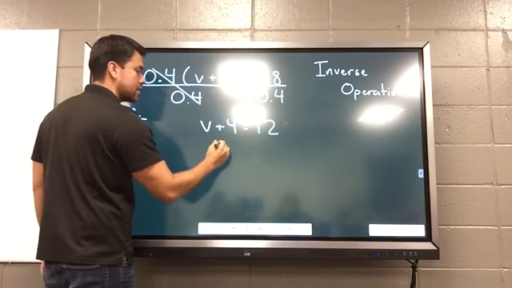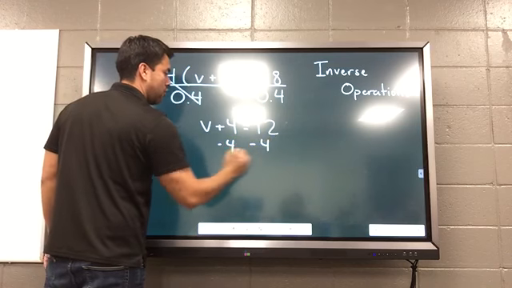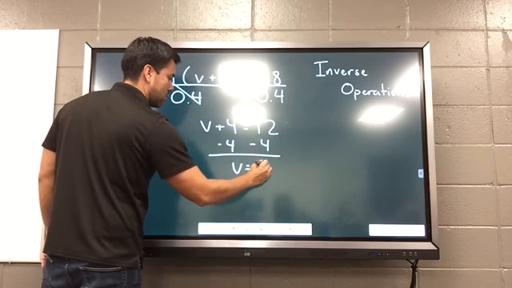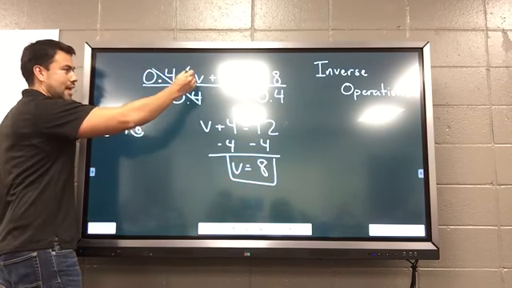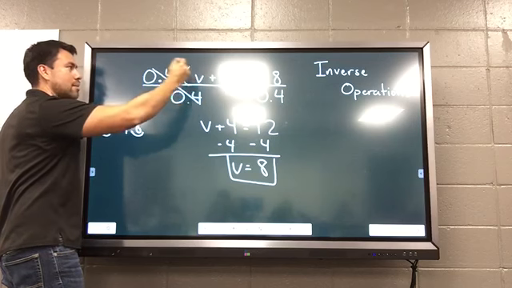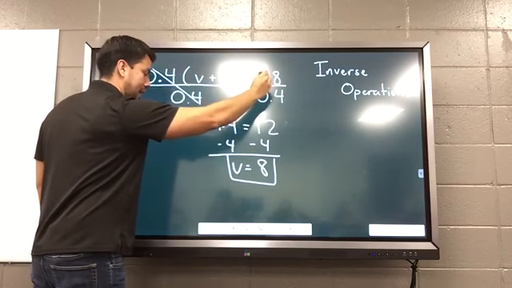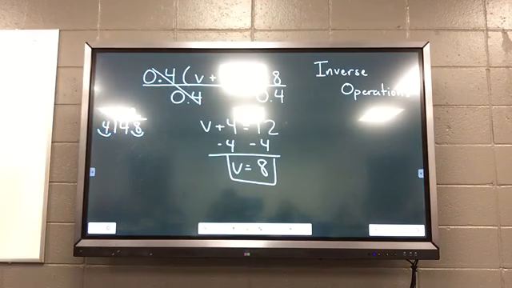What do I do to both sides? Subtract 4 from both sides to get v equals 8. Is that my answer? What's 8 plus 4? 12 times 0.4? 4.8. That works out. I did it differently. Hopefully correctly. Yeah, I did.